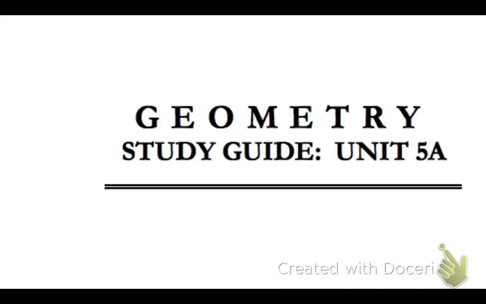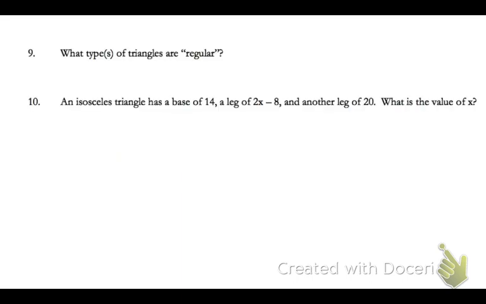This is Geometry Unit 5A Study Guide, problems 9 through 15. On problem 9, they are asking what types of triangles are regular. Well, remember, regular means all the sides are equal and all the angles are equal. So it would be an equilateral, equiangular triangle.